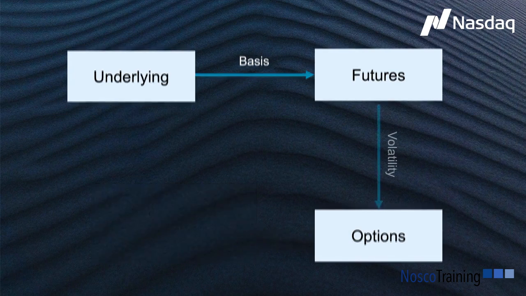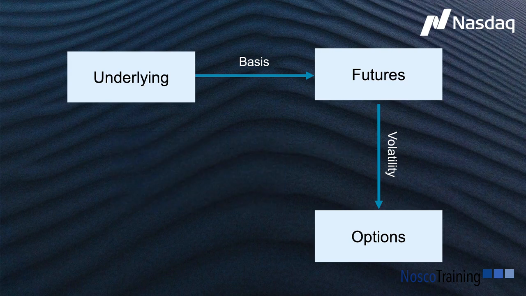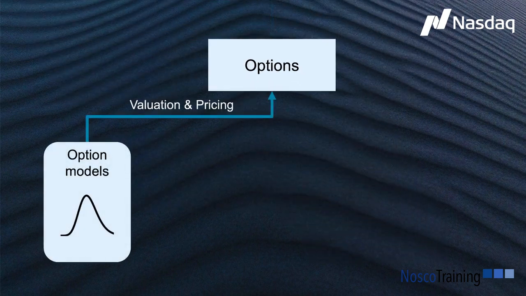Understanding the pricing and valuation of options is tricky. We start by fostering an intuitive understanding of the dynamics between an option's value and its value drivers. We discuss how volatility, moneyness, and time affect option values. Having developed this intuition, we turn to the quantitative side of option pricing.